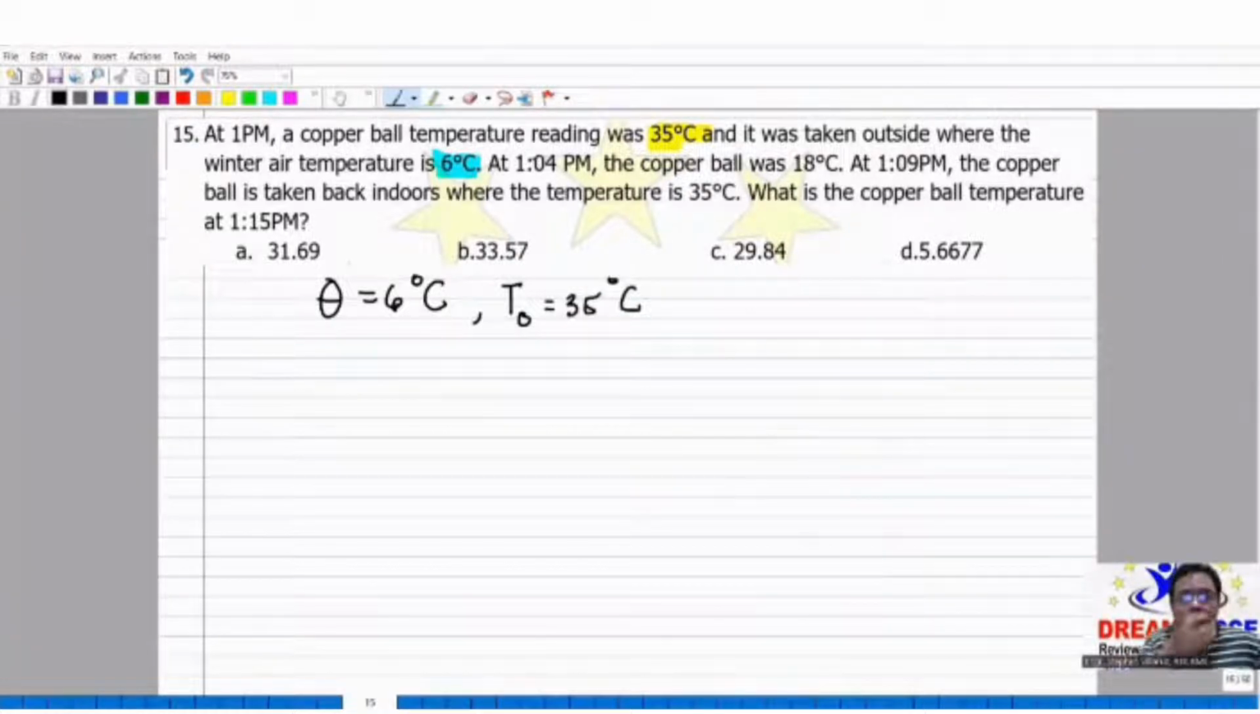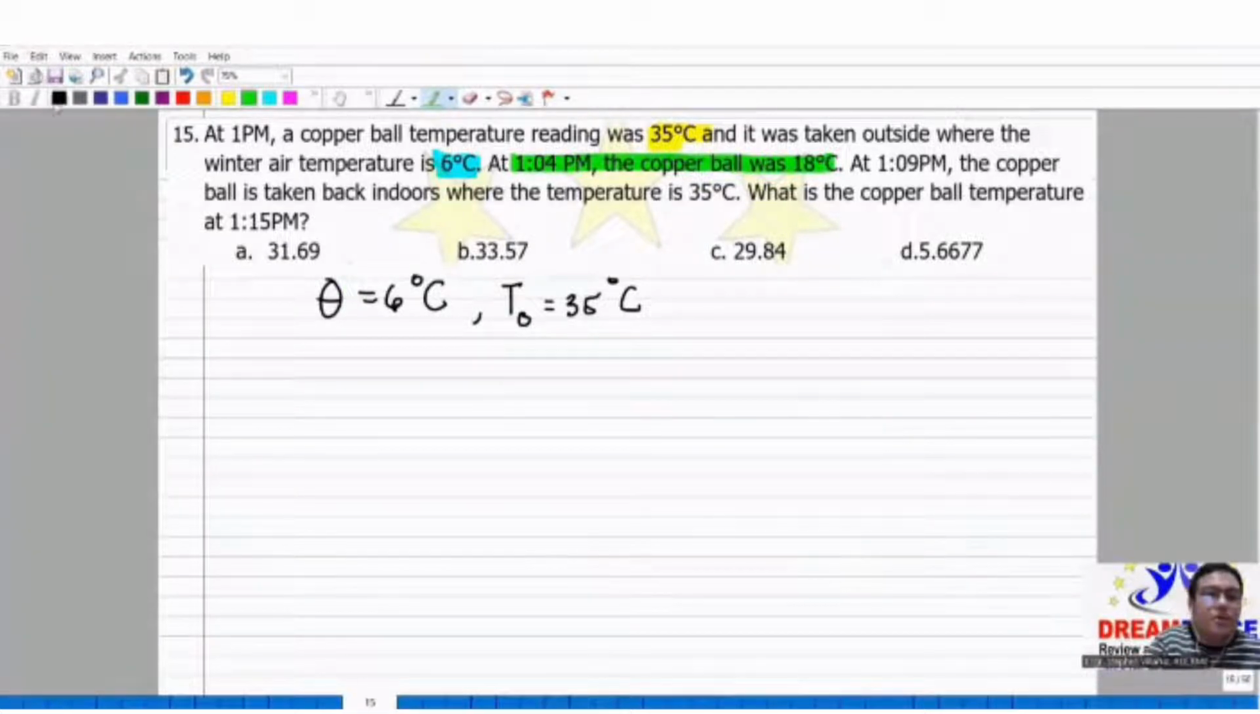Ngayon, after 4 minutes daw, or 1:04 p.m., the copper ball was 18 degrees Celsius. Okay? And at 1:09 p.m., the copper ball is taken back indoors where the temperature is 35 degrees Celsius. What is the copper ball temperature at 1:15 p.m.? So, kumbaga, nilabas yung copper ball, pinalit sa loob.